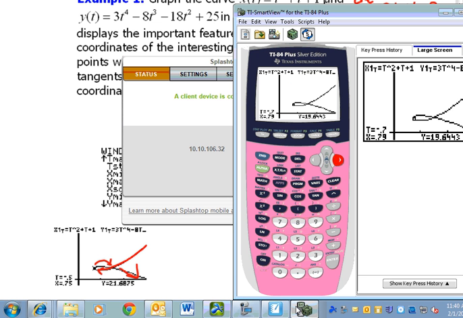How about finding that intersection point? All you can do is trace. The only thing you can do is zoom in on the intersection point if you want to get it more accurate, but there is no intersect button on this. Oh, well, it's probably in your mode.